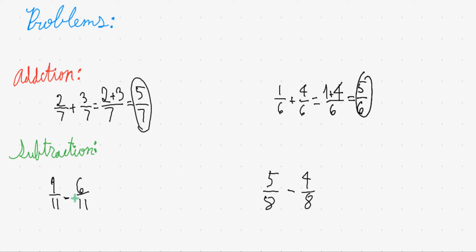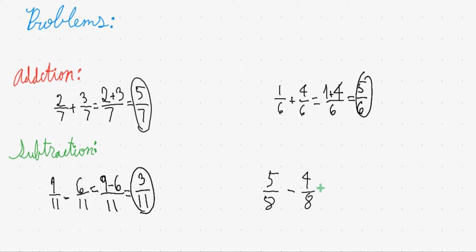During subtraction, we just subtract the numerators and leave the denominator as it is. So we have 9/11 minus 6/11. This example, we will do 9 minus 6 over 11, because we're subtracting the numerators, but we're not subtracting the denominators. 9 minus 6 is 3, and we leave the 11 like that, and we have 3/11, or 3 over 11.